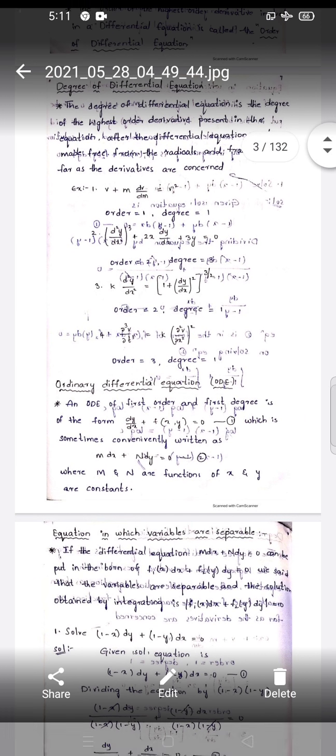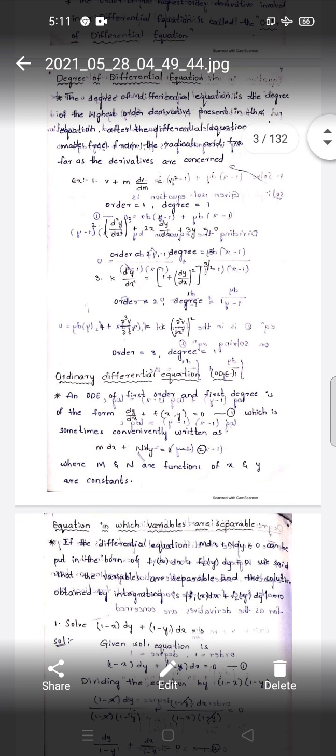What are the variables? x and y are the variables. Separable means the x terms and x variables are on this side and the y variables are on that side. So this is also variables separable. The next form is also integral of f1 of x dx plus integral of f2 of y dy is equal to 0. So today we discuss the tough topics.